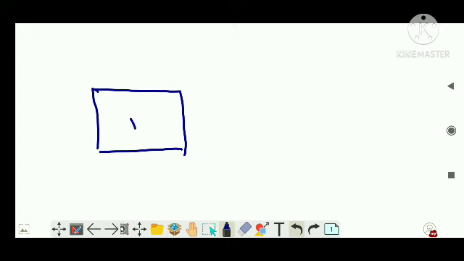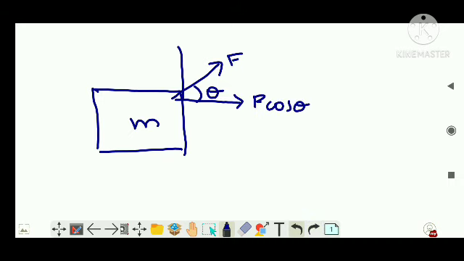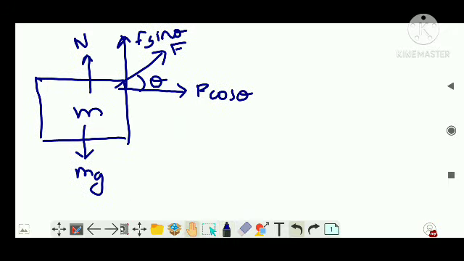Now let's change the question. This is the mass. Let's say the force is acting on it in this direction so that it makes an angle theta with the horizontal. And you are asked to give an expression for a, that is, the acceleration. How would you do it? Make the force into two components: F cos theta horizontally, and the vertical component, F sin theta. Similarly, what other forces will be there? Weight downward, that is mg, and normal reaction upwards.